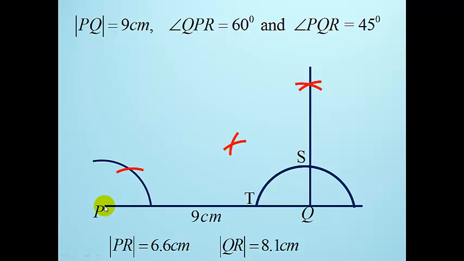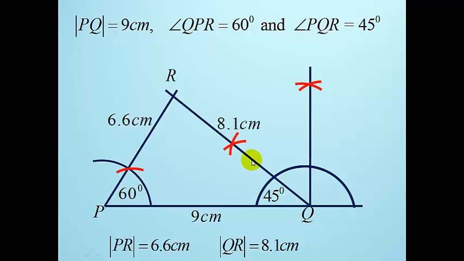Now draw a straight line from P passing through this intersection of the arcs. You also draw a straight line from Q passing through the intersection of these two arcs as shown. Where the two lines drawn from Q and P meet, name the point of intersection R.